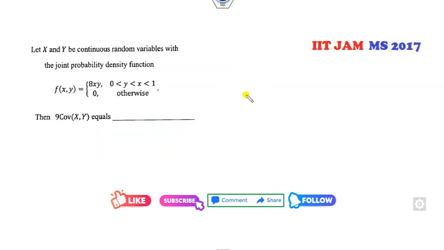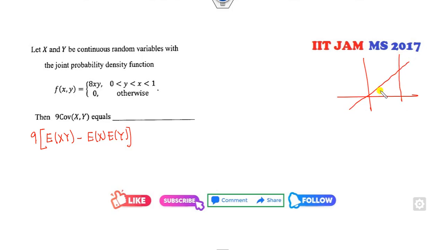Okay, now look at this next one. Your target is to find the covariance between x and y. So your target is to find E[XY], E[X], E[Y]. Fine. So I can firstly make this diagram. This is here, x is 1, so this is my pair. Okay, find the expected value of x. It means firstly we need to find the marginal of x. So what is the marginal of x?